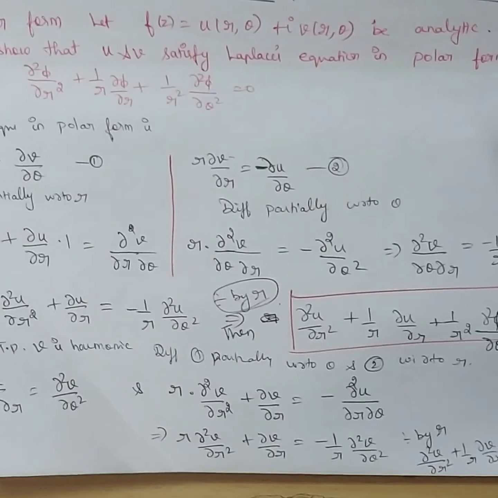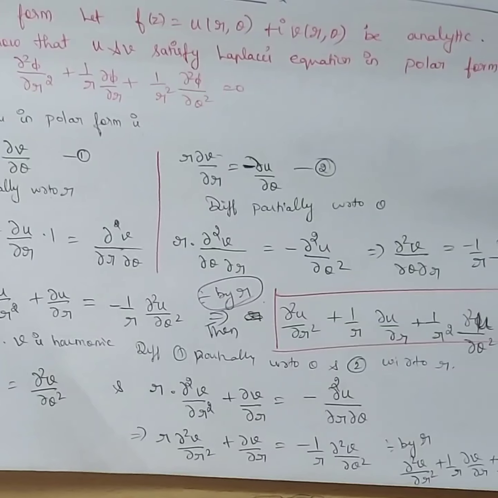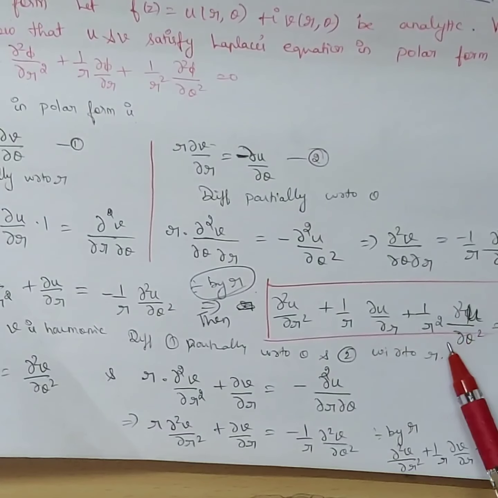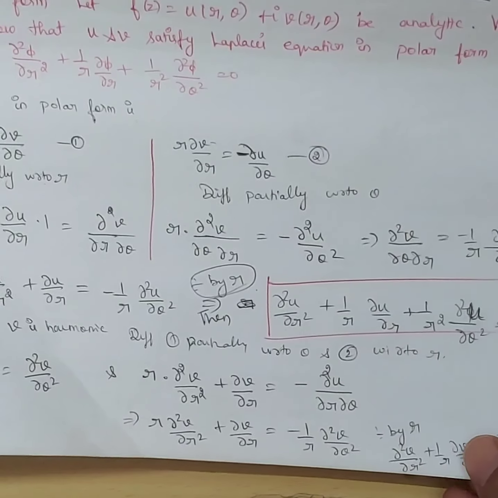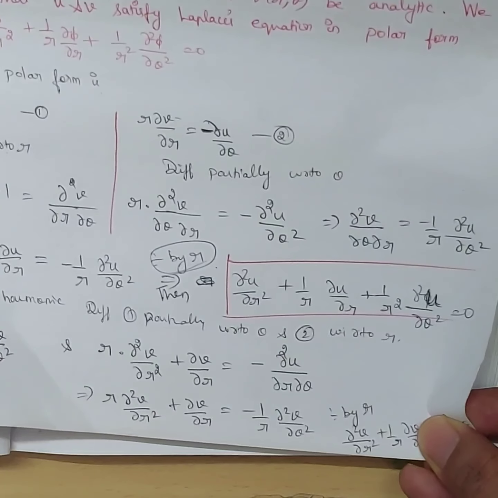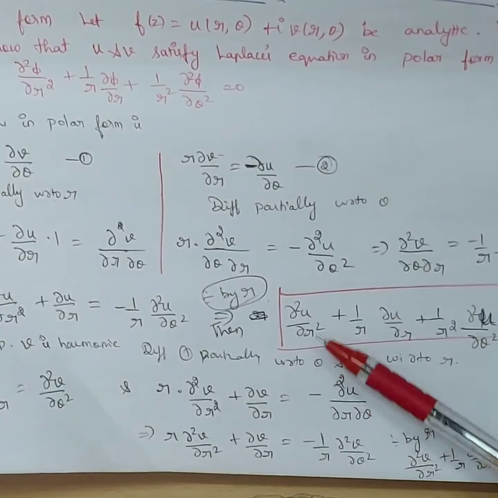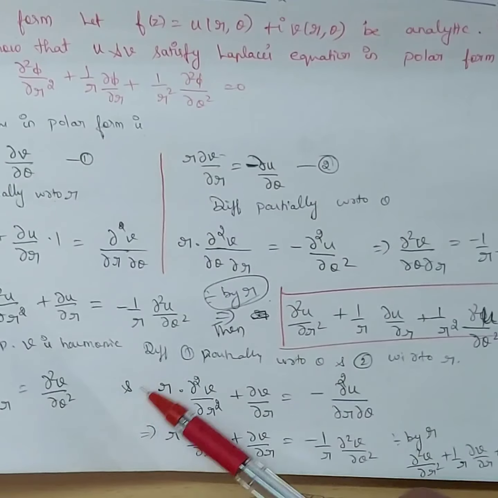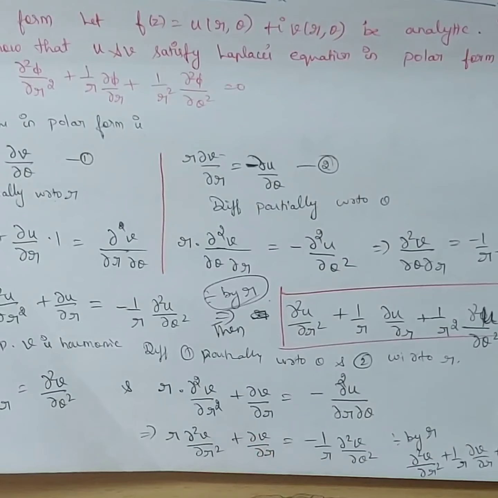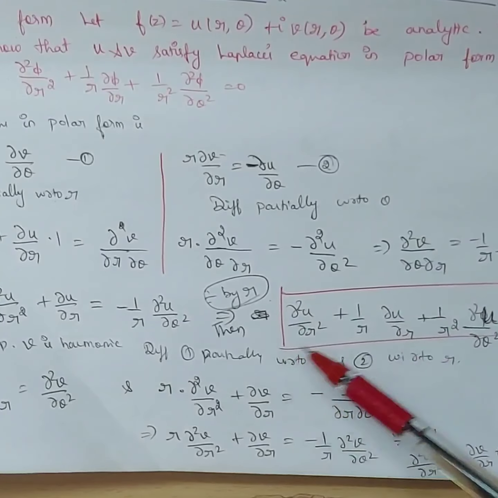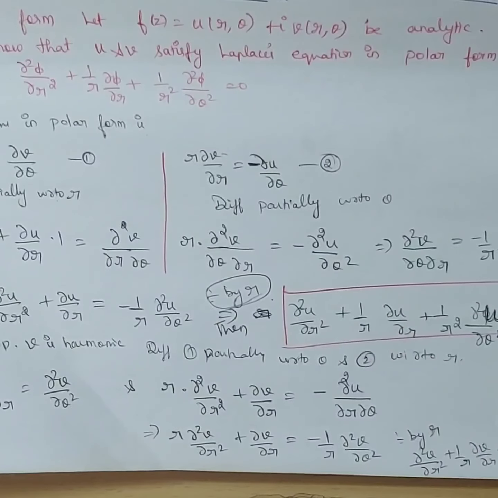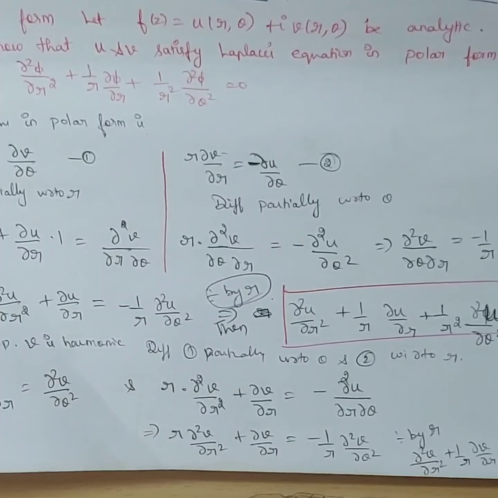Del square u by del r square plus 1 by r into del u by del r, it's there inside the box, plus 1 by r square into del square u by del theta square is equal to 0. Similarly, you can prove for v also. So now you have proved that u is harmonic. Similarly, we can prove that v is also harmonic by differentiating partially with respect to theta and with respect to r, and if we equate it, you will get the desired result. So this is the proof for the harmonic property in polar, and hence we are done with module 1.